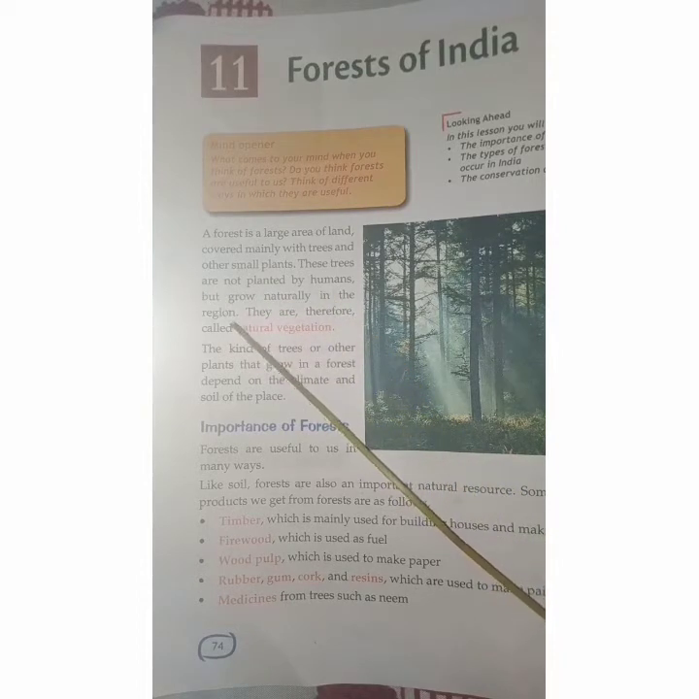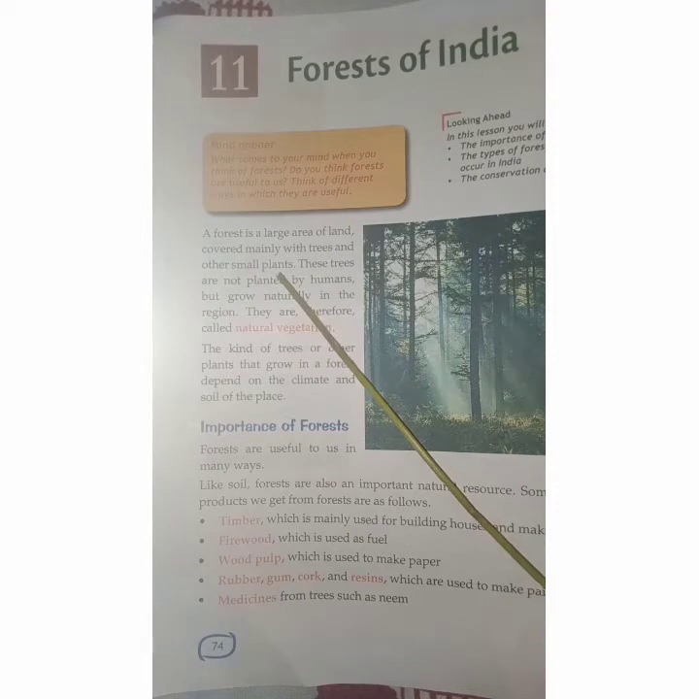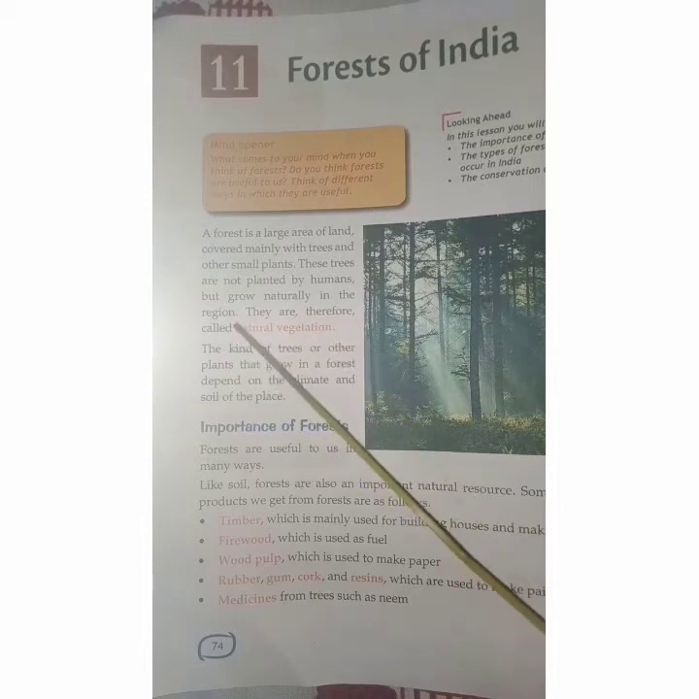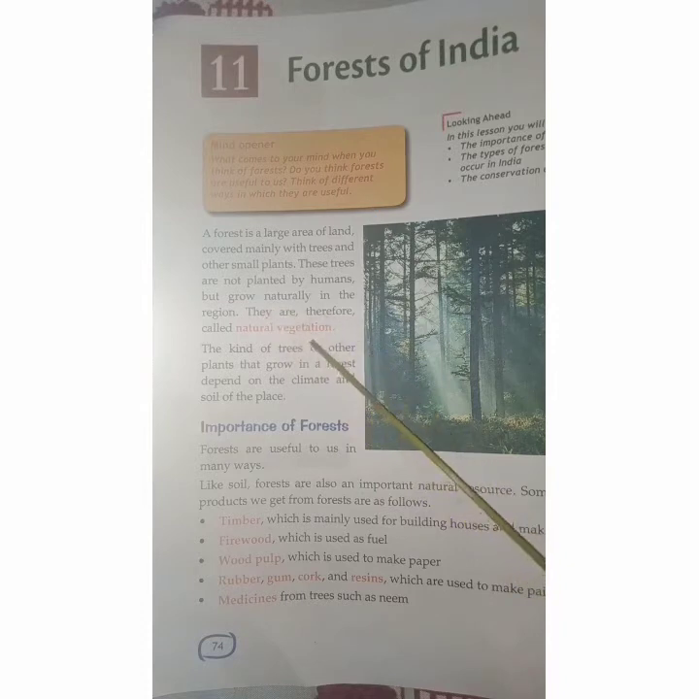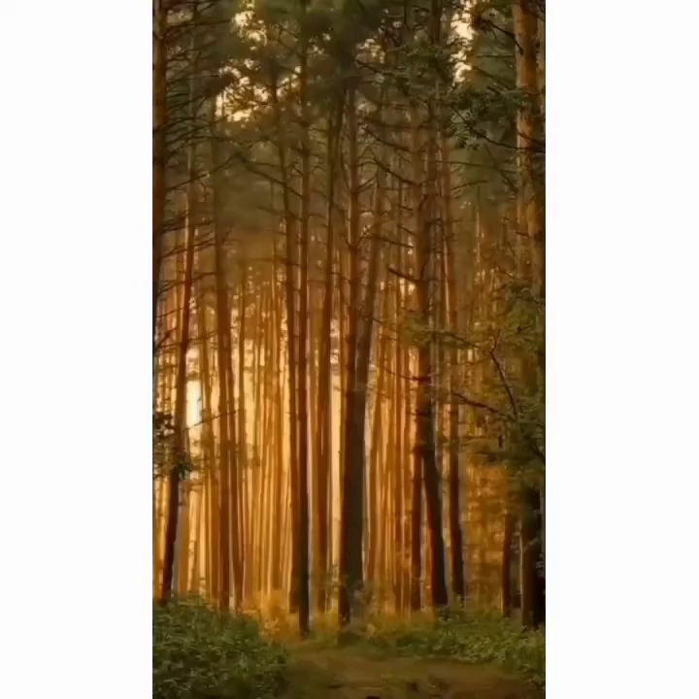So what is a forest? A forest is a large area of land which is covered with trees and small plants. It is not planted by humans but grows naturally in the region. So it is called natural vegetation. Why is it called natural vegetation? Because it is not planted by humans. It is naturally grown in the region. So it is a forest.